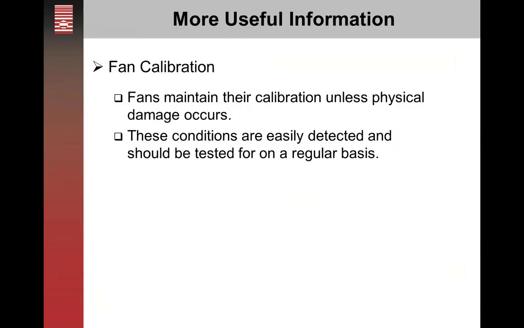Some other useful information is fan calibration. People will generally ask us about that. Fans maintain their calibration unless there's some sort of physical damage that might occur. So physical damage might be where the fan has been dropped on its face and the fan blades are now hitting the exit guard. Well, that means that the motor is in the wrong location. Certainly it's going to affect the speed of the fan, but we want to move that motor back into the right location.